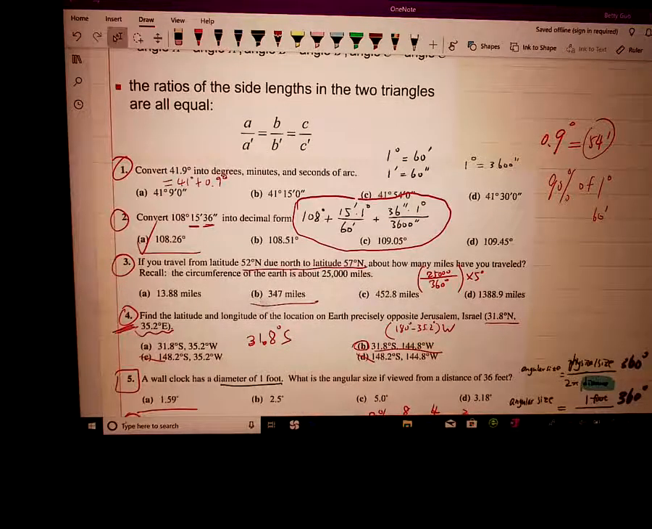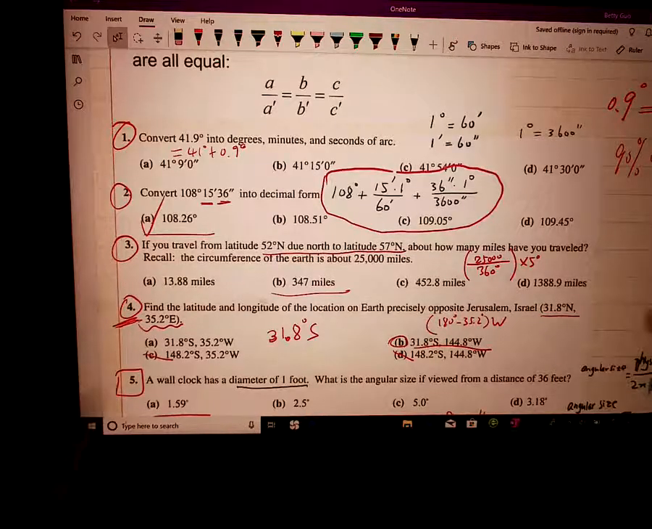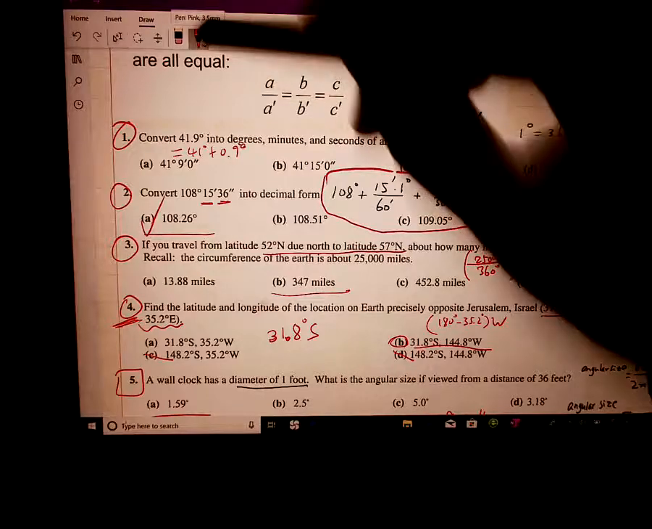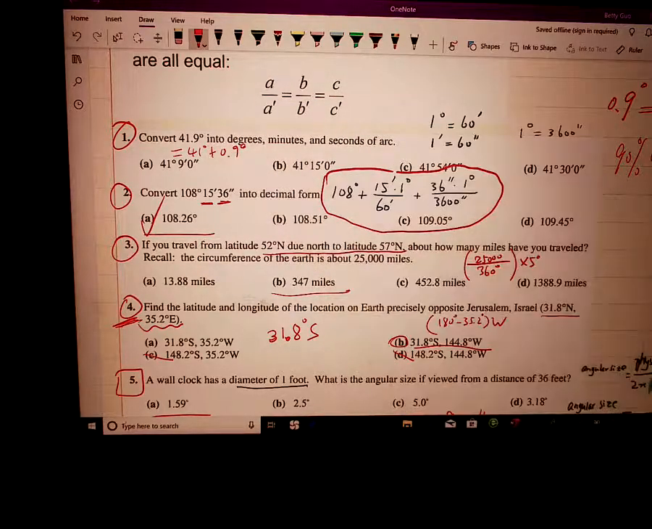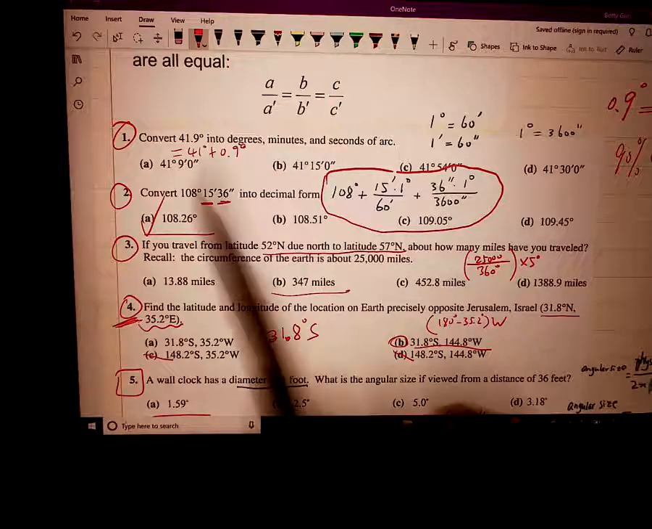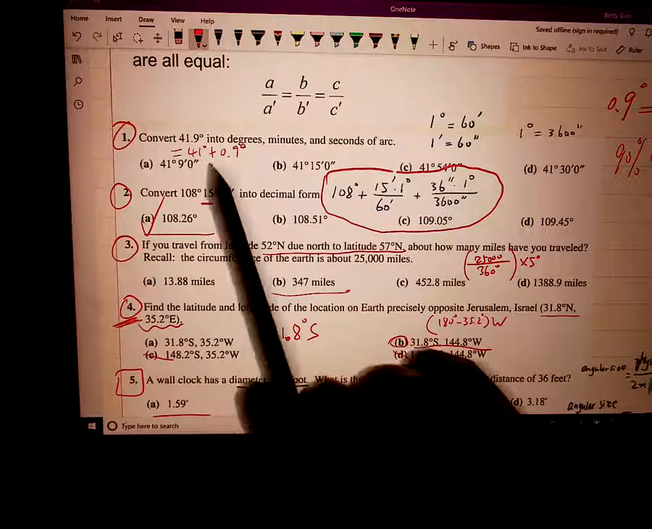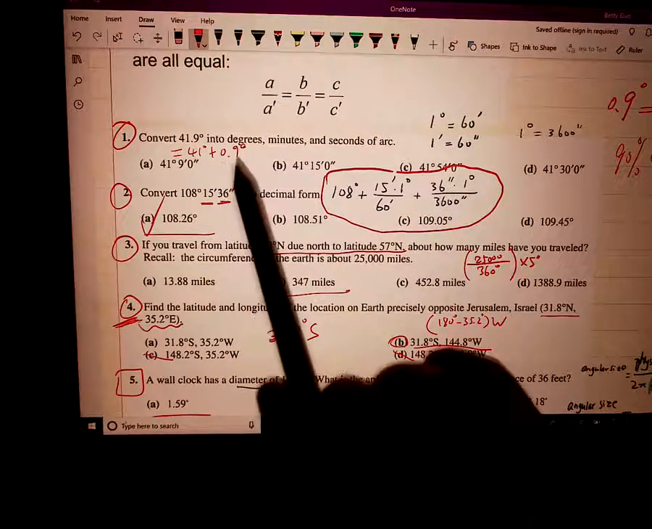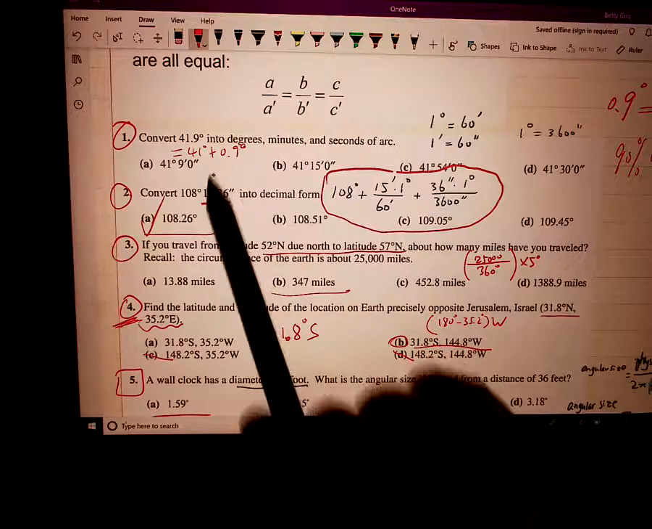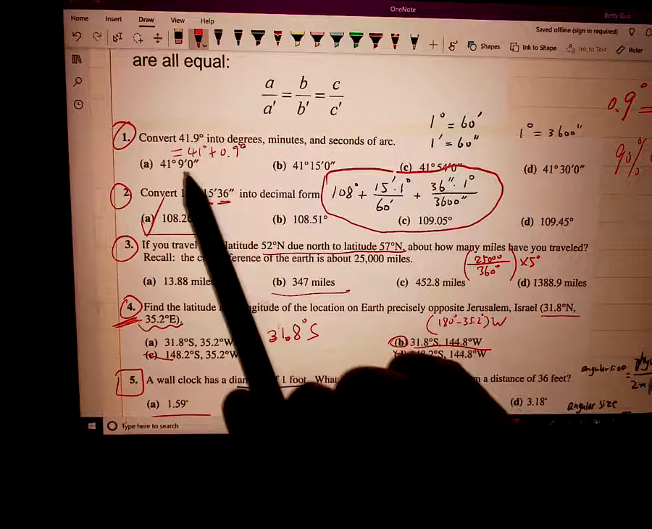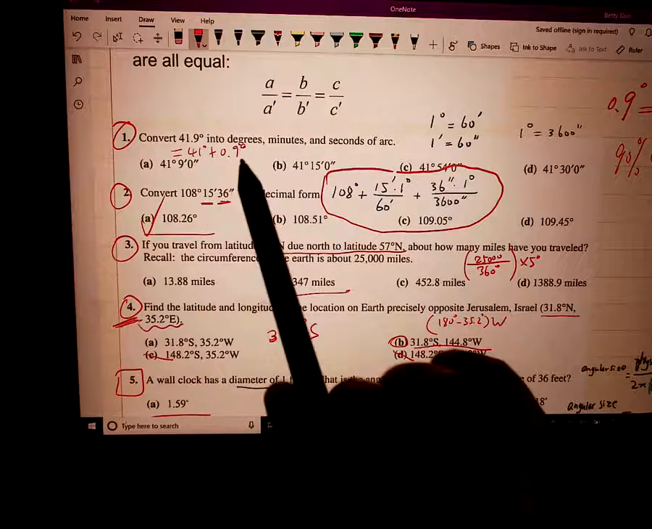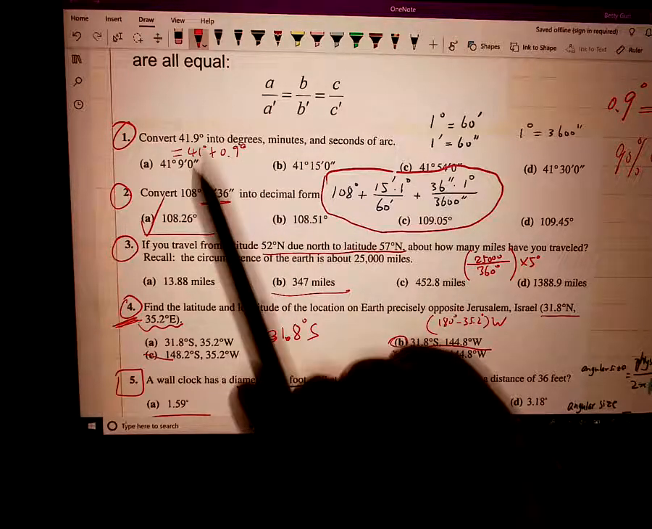So let's see the package. Number one, convert 41.9 degrees into degrees, minutes, and seconds of arc. So this one, the measure is given in degrees, 41.9 degrees. Let's rewrite 41.9 degrees as 41 degrees plus 0.9 degrees. That's easy, right? And we are okay with 41 degrees.